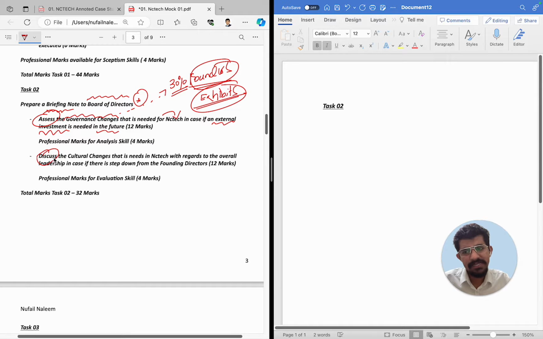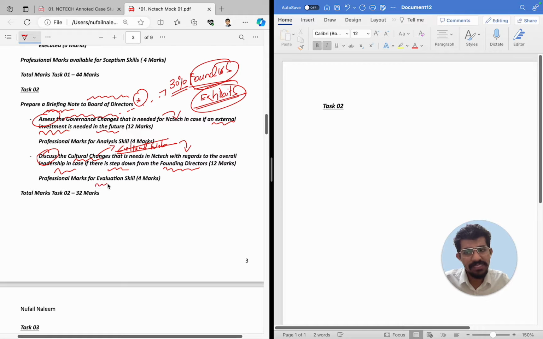And the second requirement is to discuss the cultural changes that are needed in Nctech, with regard to overall leadership, in case there is a step down from the founding director. Now students, if you see cultural changes, as per the ACCA website, they say it is better to structure your answer with the cultural web. That doesn't mean you have to write down the cultural web again, but if you can structure the answer with this cultural web, it will be easier for the exam marker to understand. Or else, if you can write points which are more specific to the situation, with some futuristic points, that too will be more than sufficient to score well.